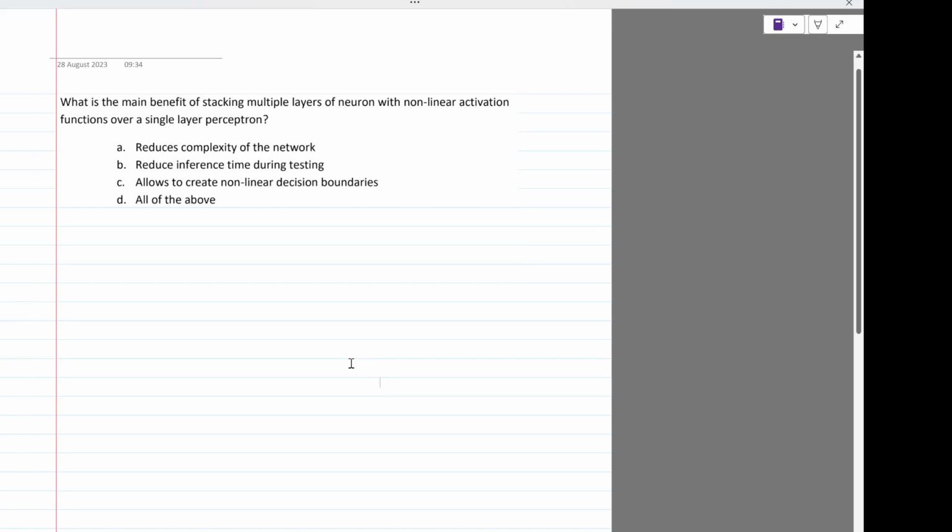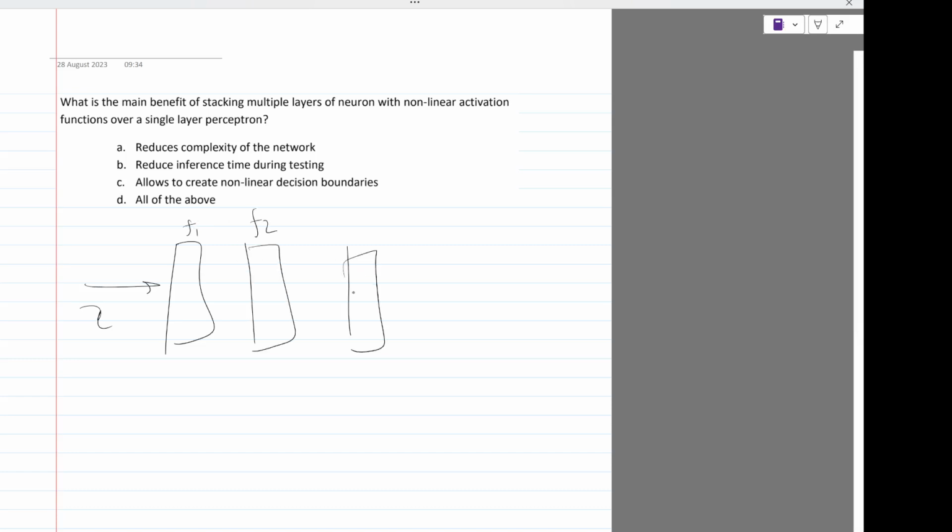What is the main benefit of stacking multiple layers of neurons with nonlinear activation functions over a single layer perceptron? What is the benefit? He is saying it reduces the complexity of the network. So in a sense, it increases the complexity of the network when you have many layers. I think this was given in that also.